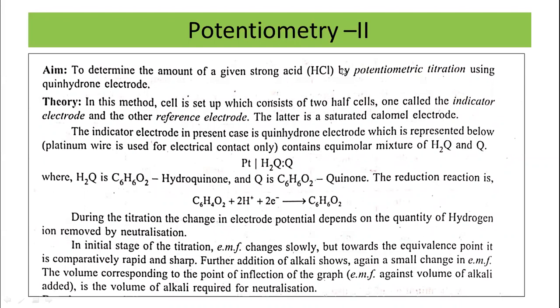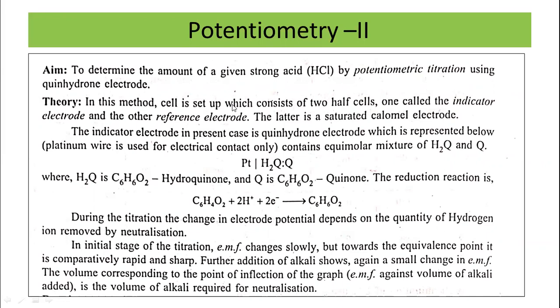In this lecture, I would like to discuss the potentiometry second experiment, which is given in the physical chemistry practical. The aim of the experiment is to determine the amount of a given strong acid, HCl, hydrochloric acid, by potentiometric titration using Quinhydrone electrode. So in this experiment, we are going to determine the strength of the strong acid, hydrochloric acid, by performing the potentiometric titration.